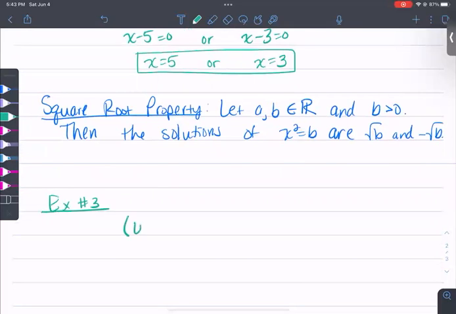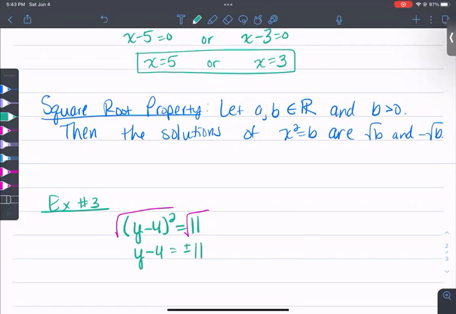If I have the quadratic y minus 4 squared equals 11, I could multiply y minus 4 times itself on the left side and do exactly what I did above, or I could square root both sides of this equation, and I would get y minus 4 because the square and the square root would cancel. But on the right-hand side, the square root of this number could either be positive or negative. So I put a plus or minus square root of 11 on that.